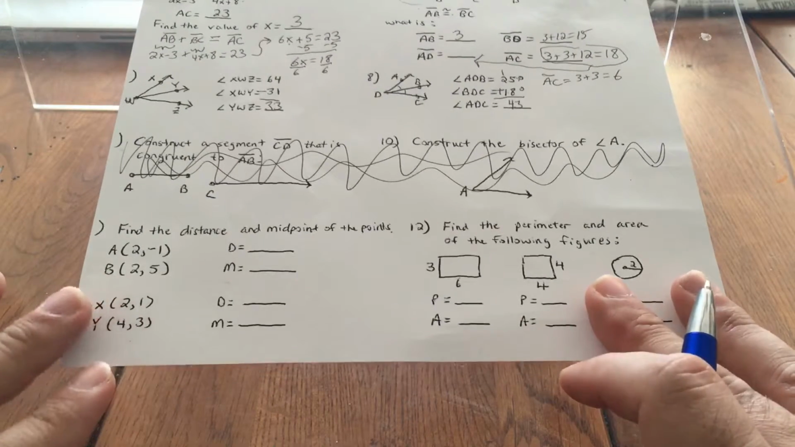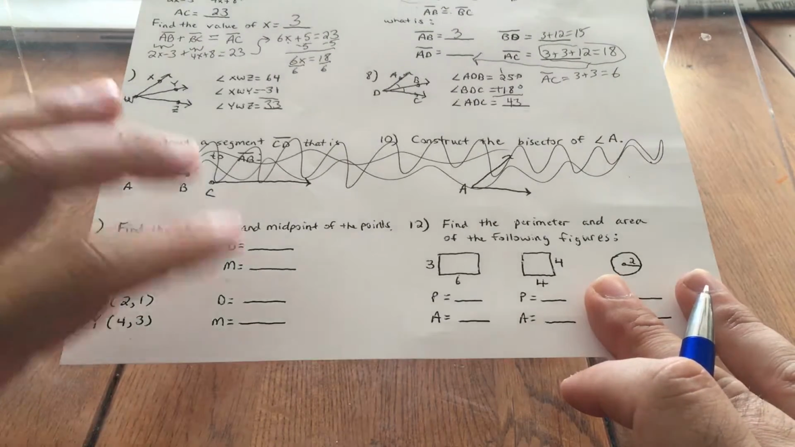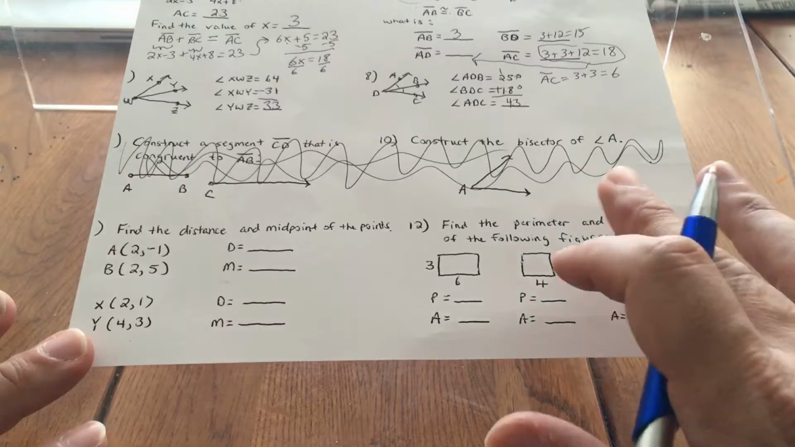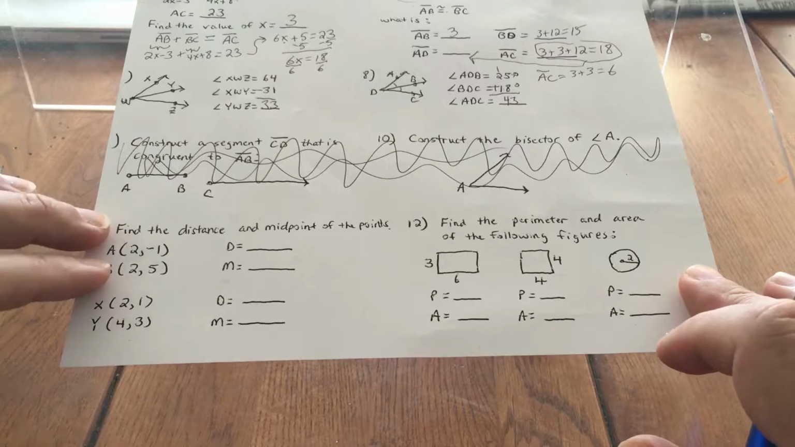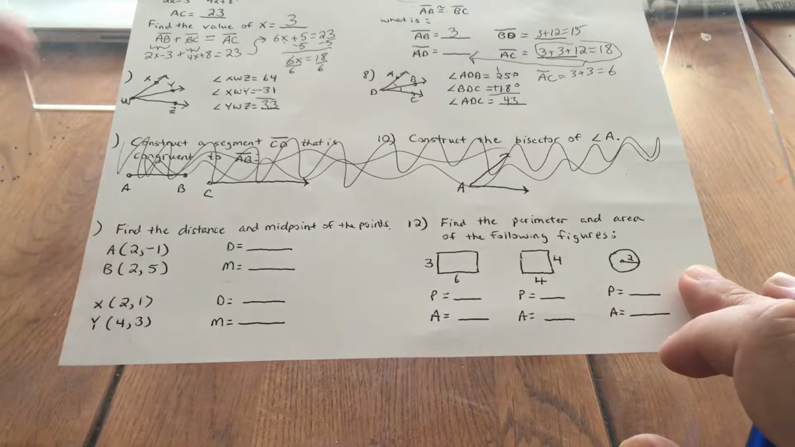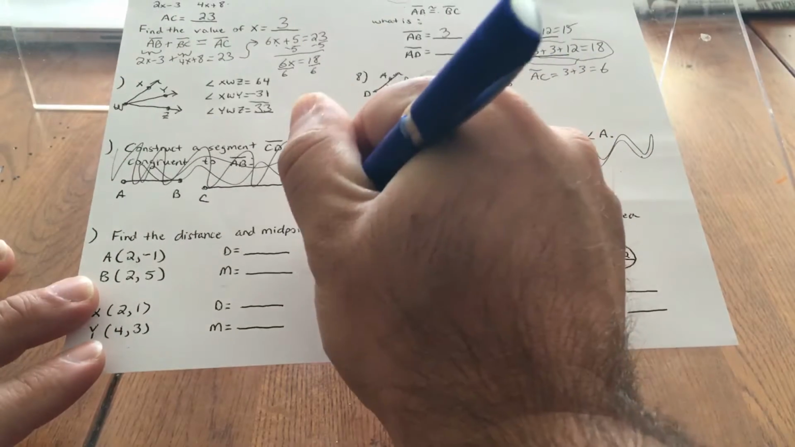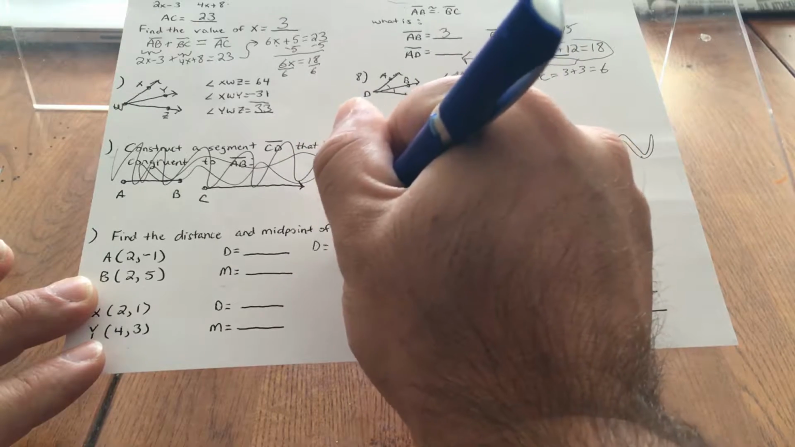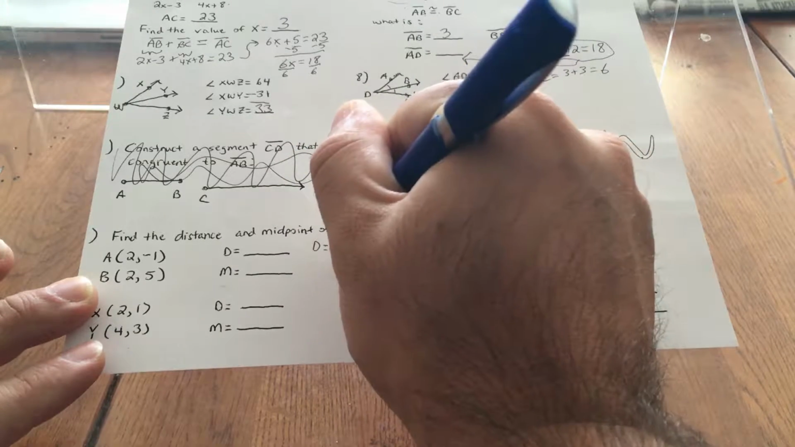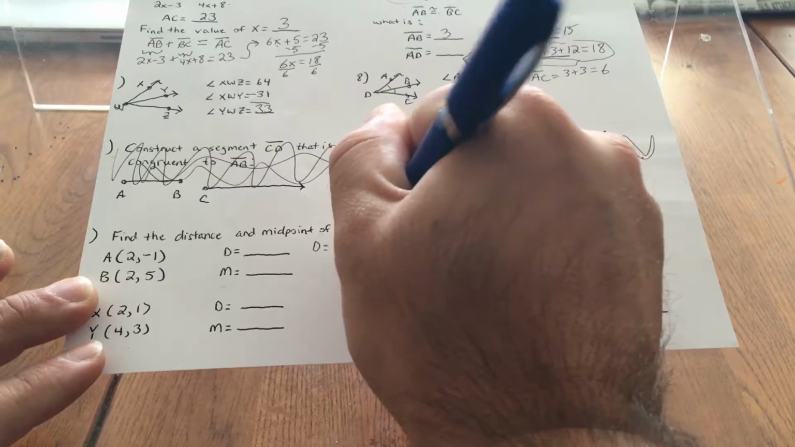Okay, so the final part of this worksheet, we're going to review distance and midpoint and find the perimeter and area of the following figures. So remember, for distance and midpoint, you have a choice. You can use the formulas that we talked about, or you can do the easy way and crunch them out that way. So for distance, remember what we had to do is line them up and then subtract them from each other.